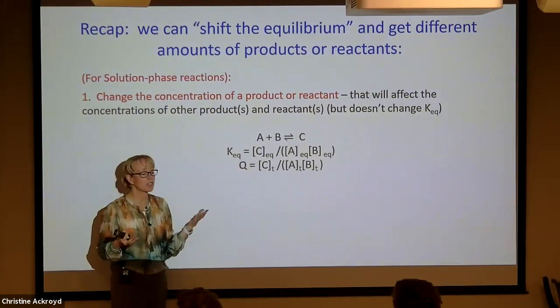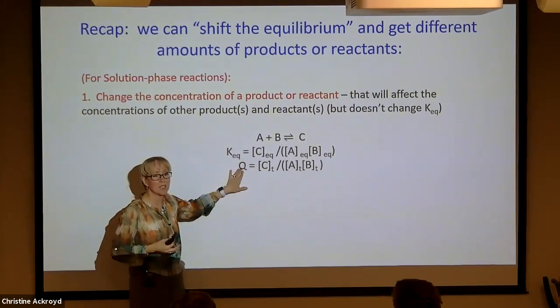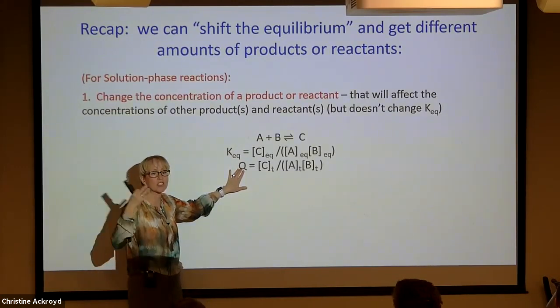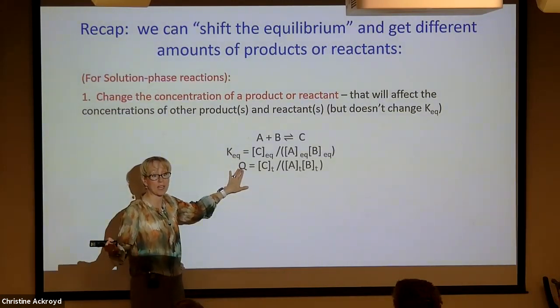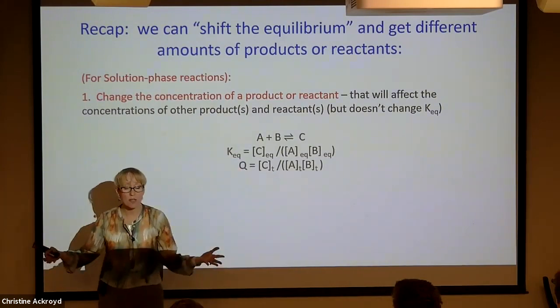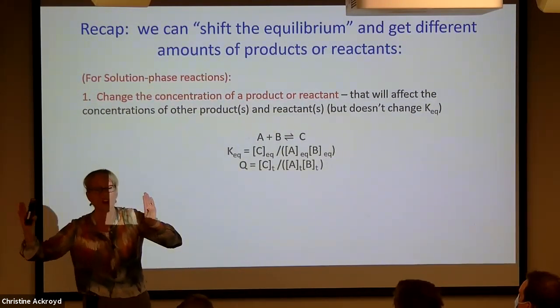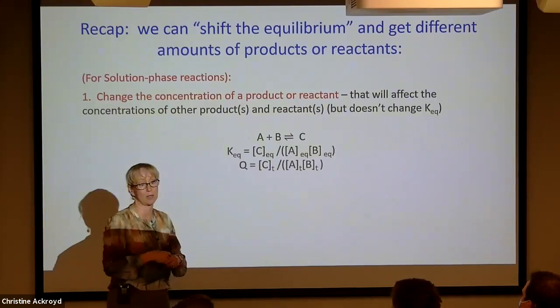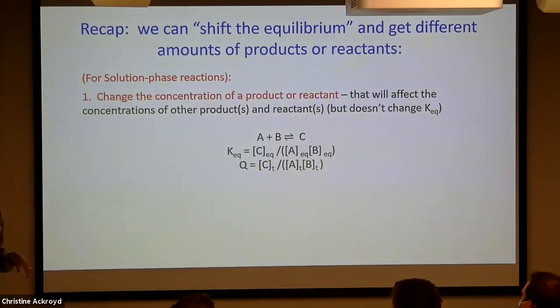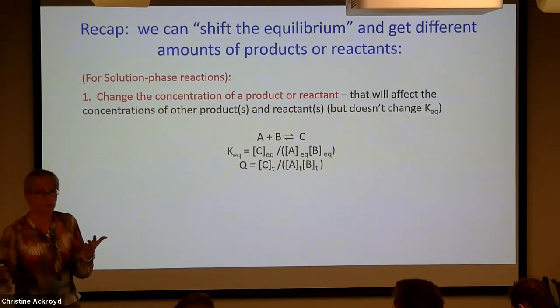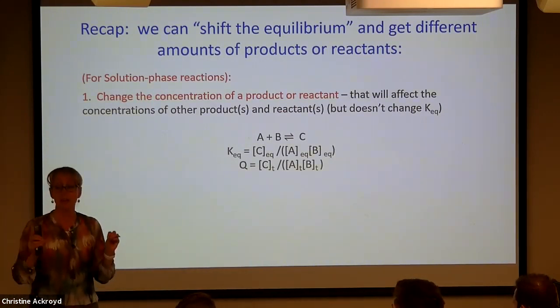So when we add more starting material, we're only changing Q. We're changing the Q that we start with, right? And if we start with a Q that's, say, much, much smaller than K, the reaction is going to have to proceed farther to the equilibrium. So you'll get more product. So it doesn't shift the equilibrium. Yeah, so adding an excess reagent or extra starting material doesn't shift the equilibrium.